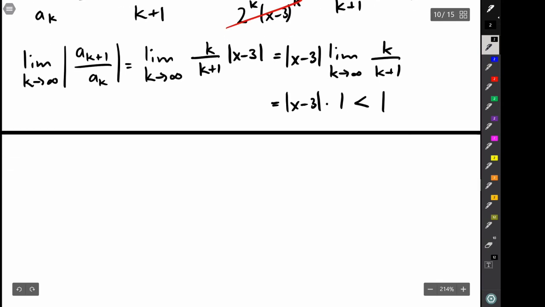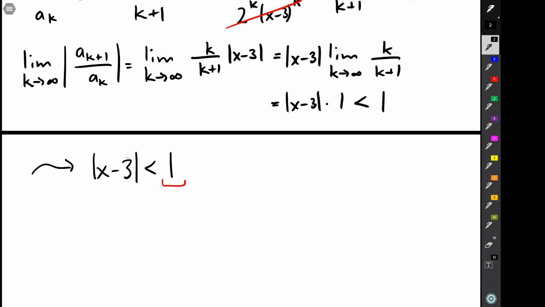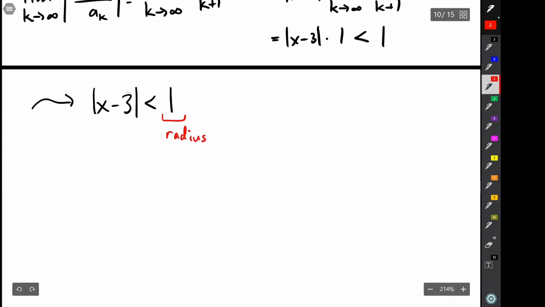So this inequality has to be true in order to converge absolutely. This number right here, once we have x minus the center, absolute value, with no power here, this number is the radius. So the radius of convergence here is 1.